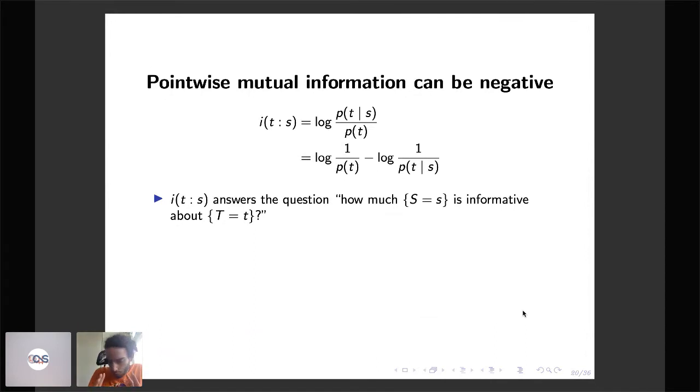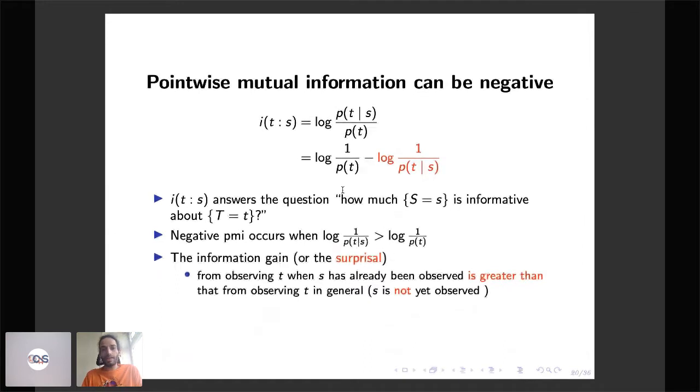And here, to be less abstract, let's say that T is whether the weather is going to be sunny or rainy, and S is whether the atmospheric pressure is low or high. Negative pointwise mutual information occurs when the second term here is larger than the first term. So what does that mean? It means that the information gain, or the surprise, from observing T when S has already been observed is greater than that from observing T in general.